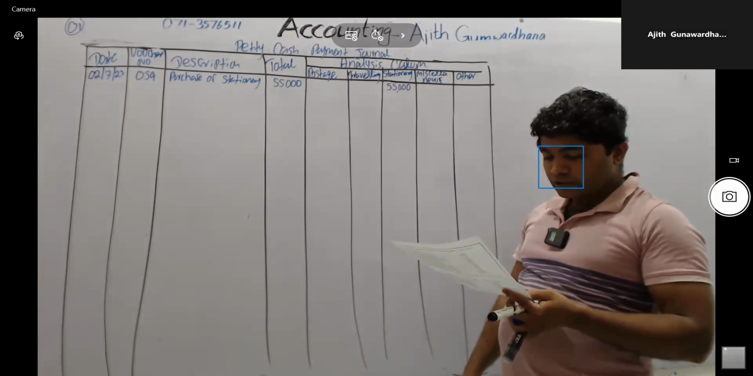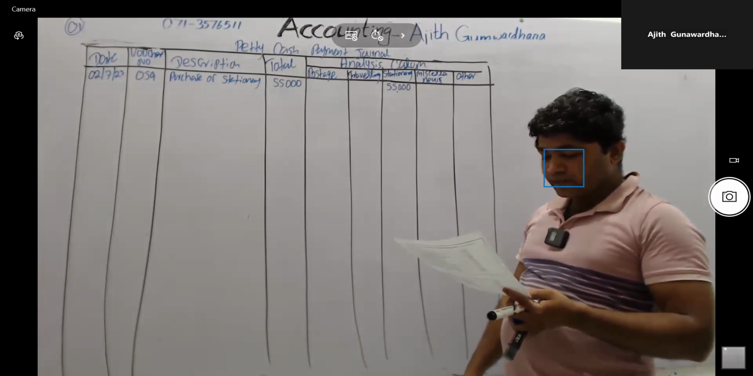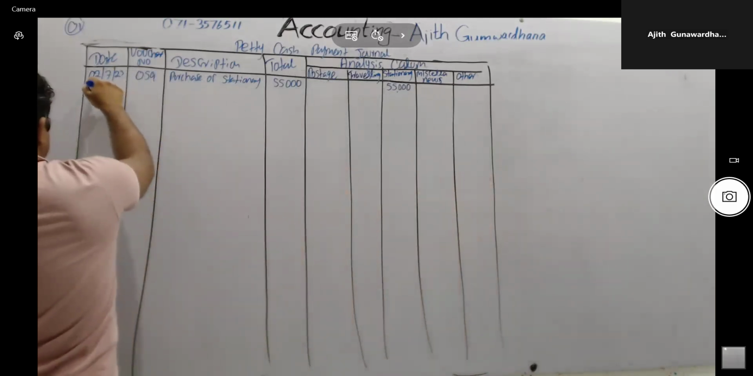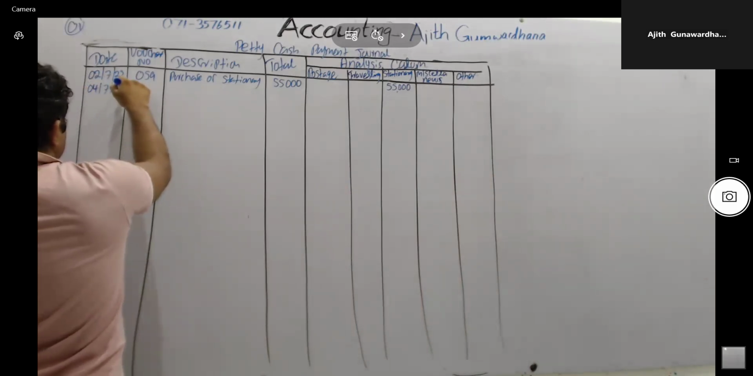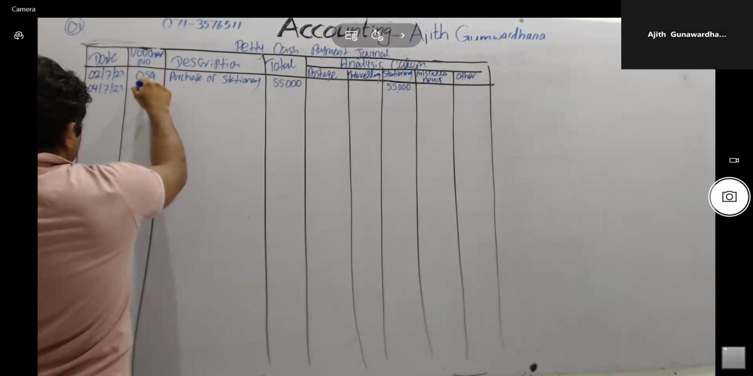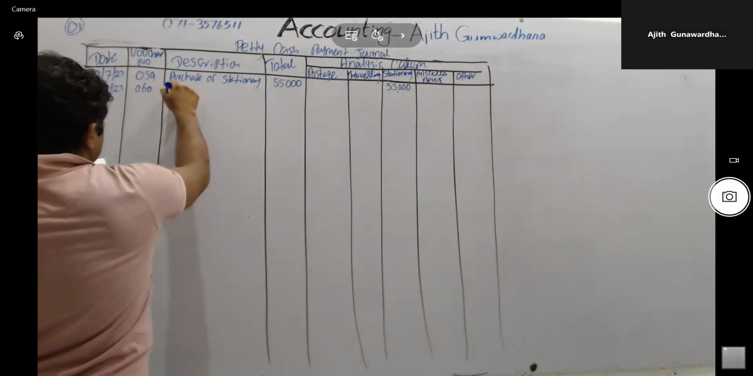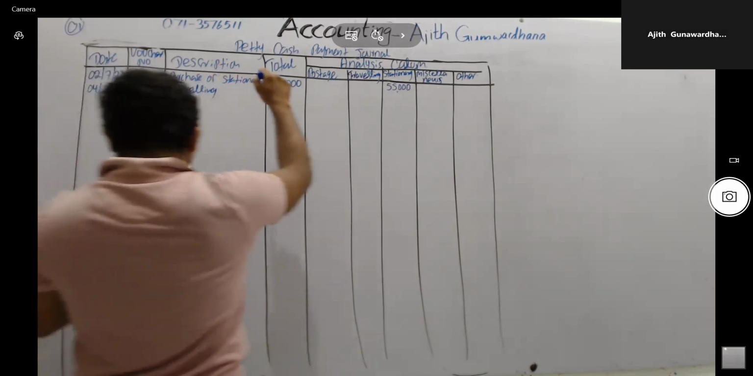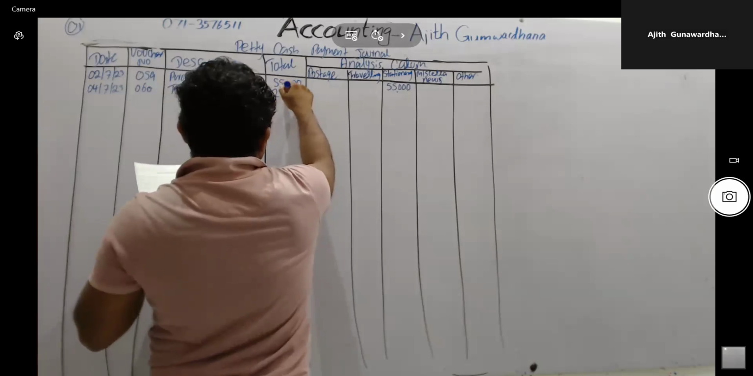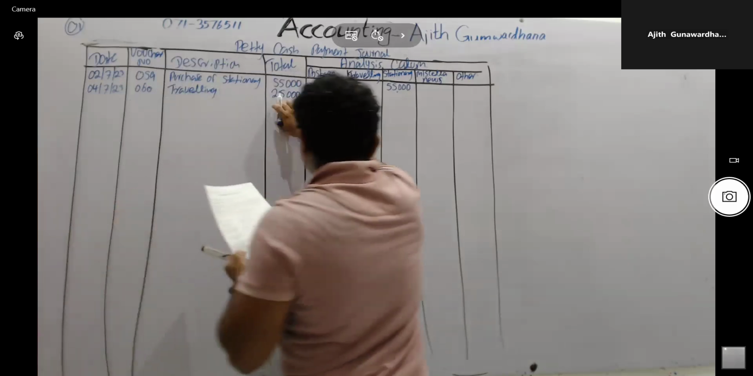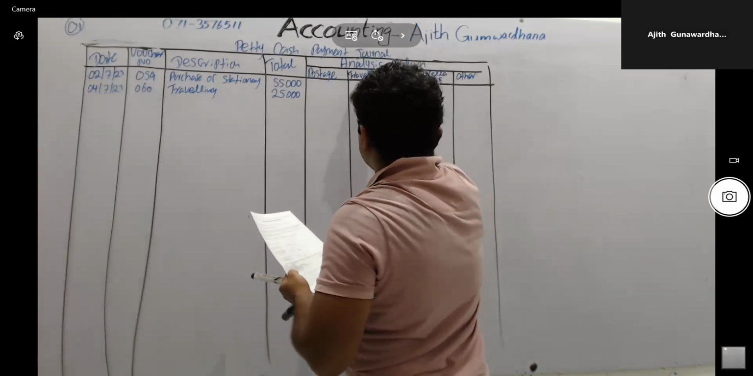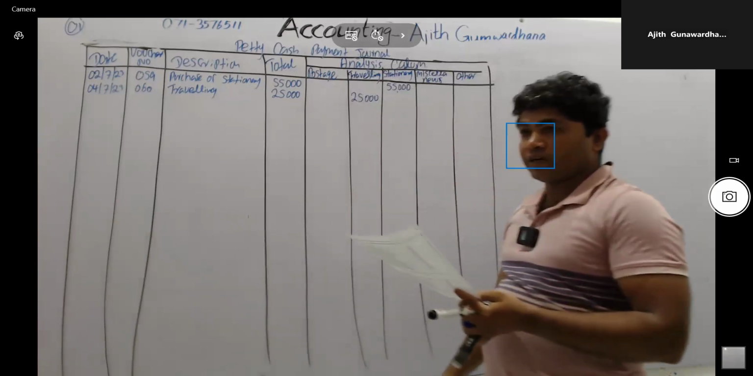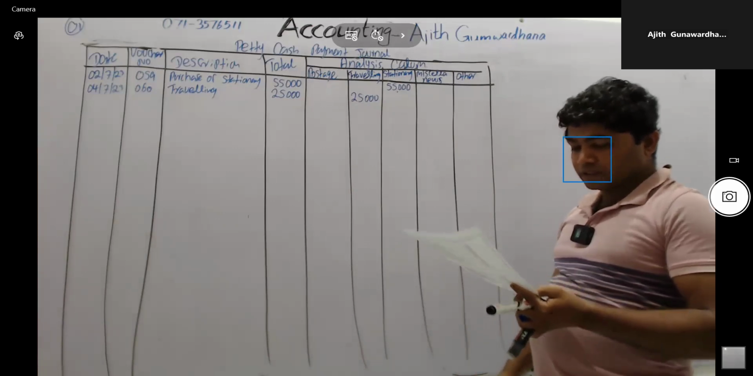Next one, 4th of July. It has given traveling expenses 25,000. The date is 4th of July 23. Voucher number is given as 060. Description, traveling. And the value is given as 25,000. Therefore, a separate column is available for traveling. Think how to record it in the petty cash payment journal. A separate column is available for traveling, so it should be recorded in the travel column.